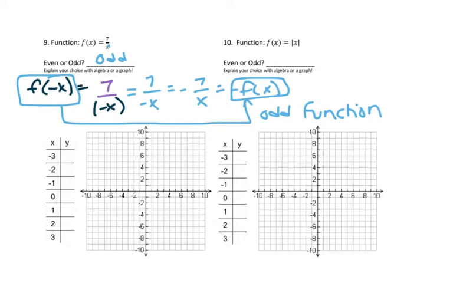If we had graphed it, we would have noticed that if you kind of put your pencil on 0, 0, it would have rotated 180 degrees and then been on top of itself again. So would have had a good visual there as well.